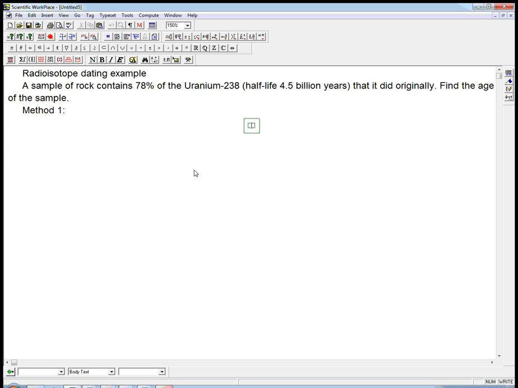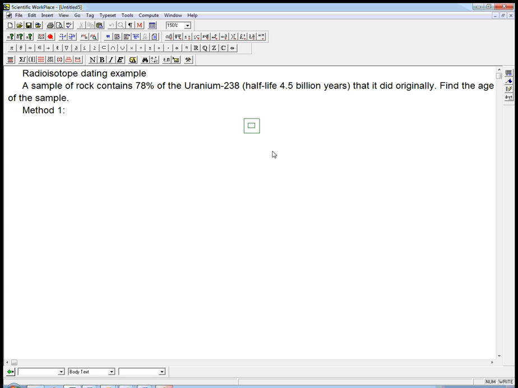Going to talk about an example of using radioactive decay, a very classic example of dating something by how much of a radioactive element it has. So let's say a sample of rock. We figured out somehow, and that's a subtle issue how you figured it out, but it contains 78% of the uranium-238 that it did originally. And we know the half-life of uranium-238 is 4.5 billion years, and we want to find the age of the sample. So there's a couple ways to do this.